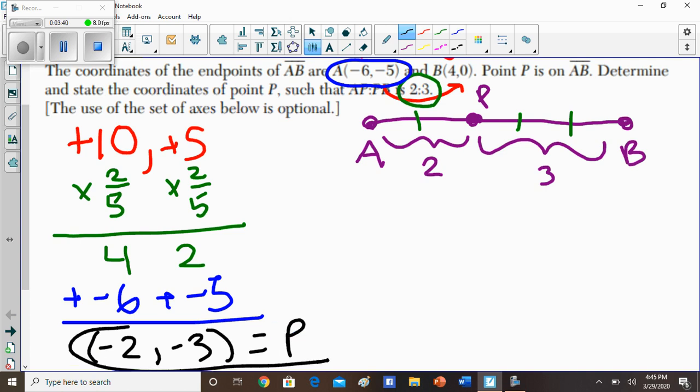And that's it. So again, just to go over the steps one more time. First, you find the difference between the 2 points. You multiply by the fraction. The fraction comes from the first number in the ratio divided by the sum of the 2 numbers in the ratio. Remember, sum means to add. Once you get those 2 numbers, you add the first point that they give you.